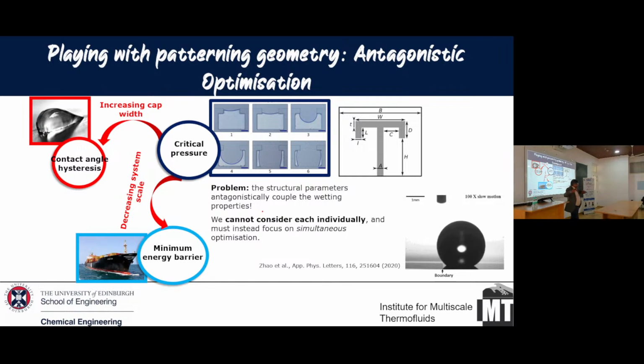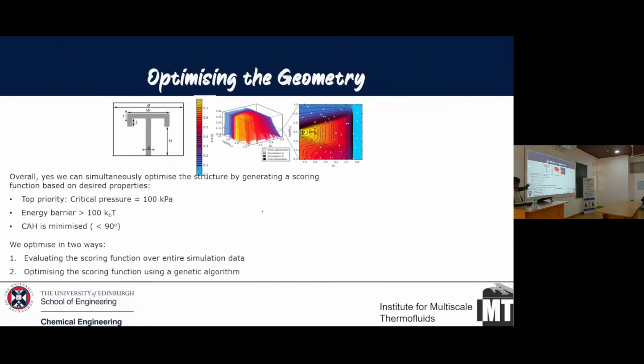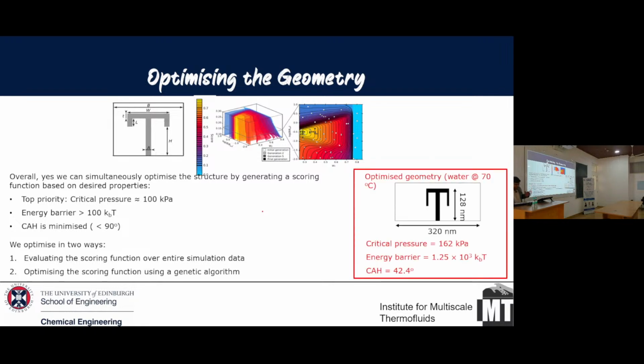So he tested a number of patterning geometries to see if we can increase the velocity. Yeah, so there are some things which I mentioned here about optimizing geometry. But again, the key parameters, I think, are critical pressure, energy barrier, and contact angle hysteresis. I don't need to mention too much about that.